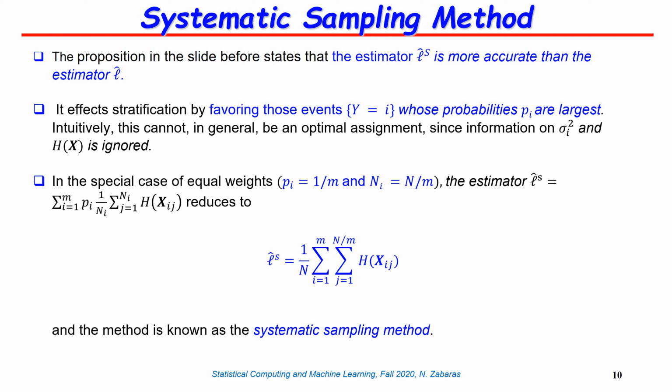Again, all of them utilize one form or another of the general stratified sampling estimator. The only differences are that we use different approximations, from the optimal to some common sense approximations, for p_i and n_i for each of the M strata into which we split the sample space.